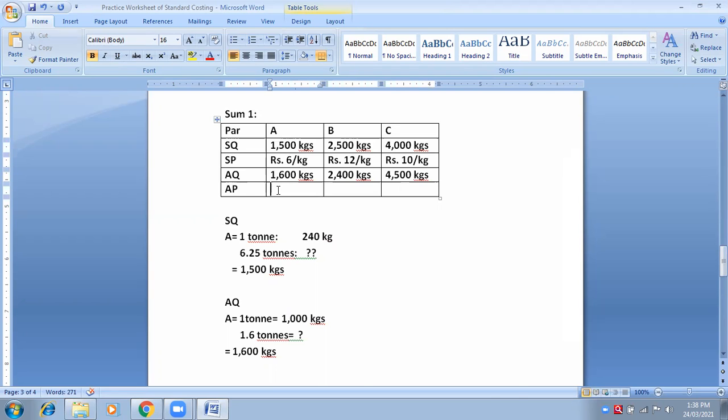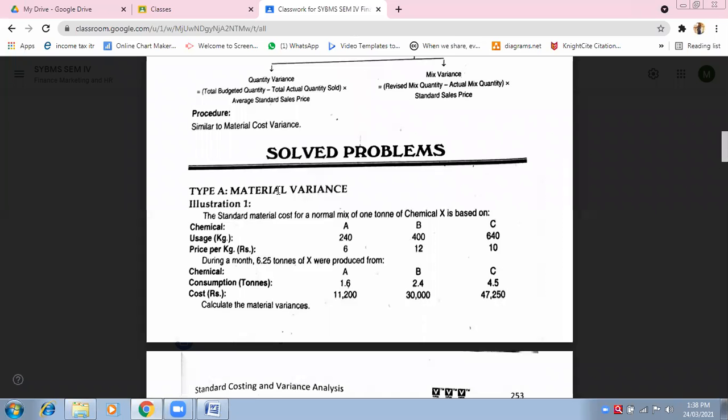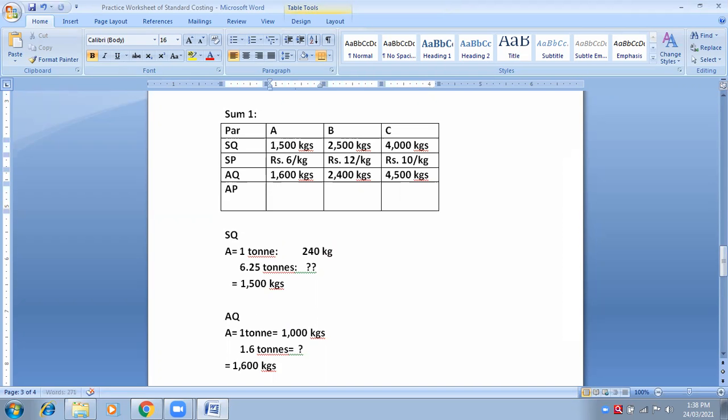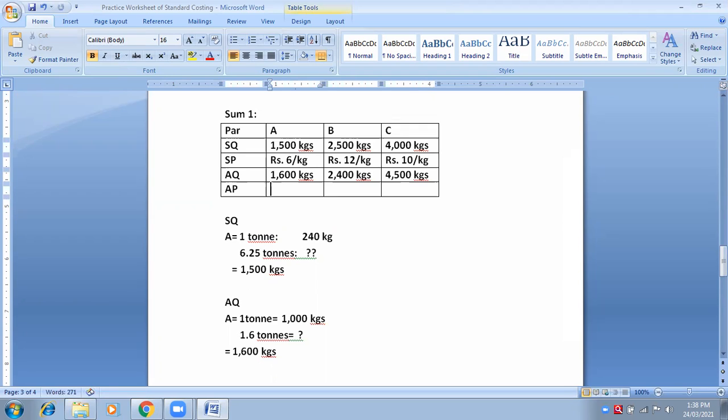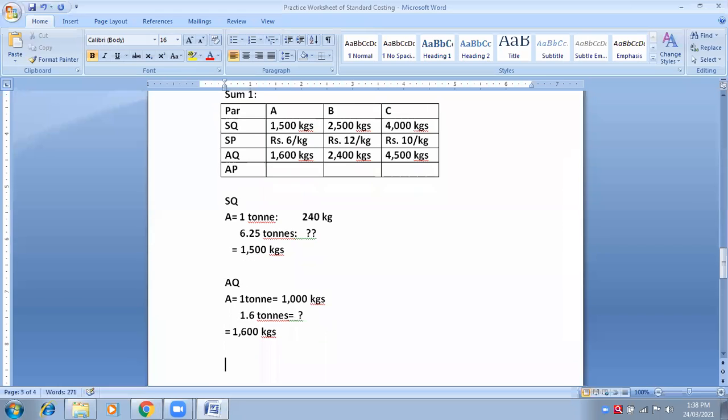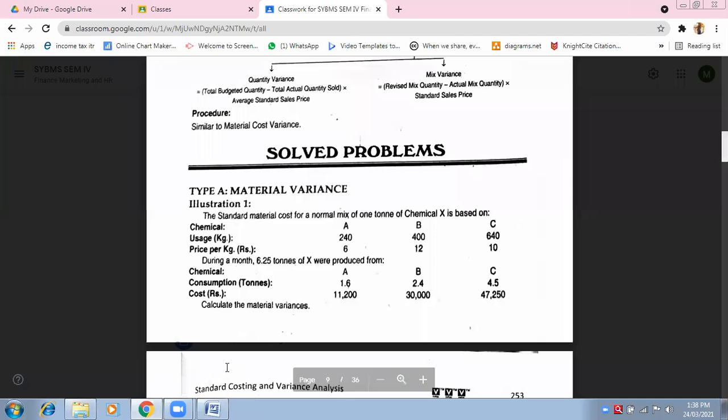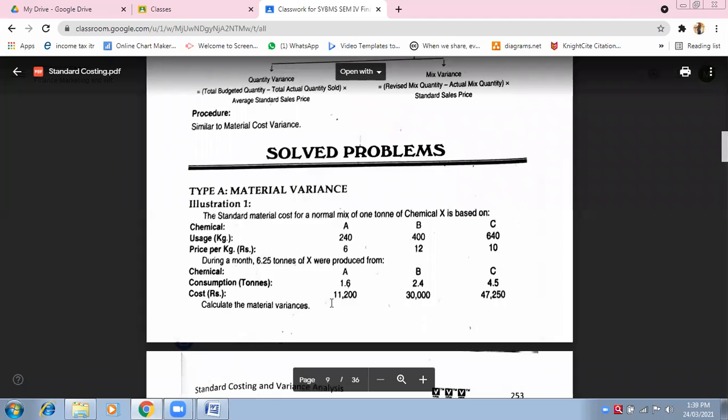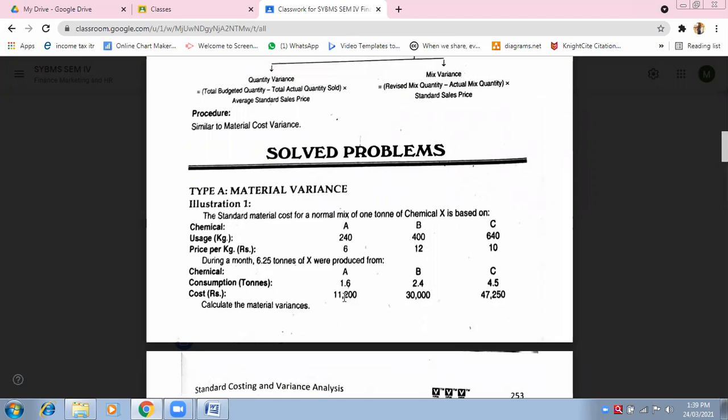Now, actual price. It is not given directly. The total cost is given, but the price is not given. It's a simple logic, and I will make you understand that too. You need to make a working note for actual price. Suppose we are making it for A. The total cost is 11,200, but it is for 1,600 kgs. This 1.6 tons is converted into 1,600 kgs, right? So 11,200 rupees is given for 1,600 kgs.